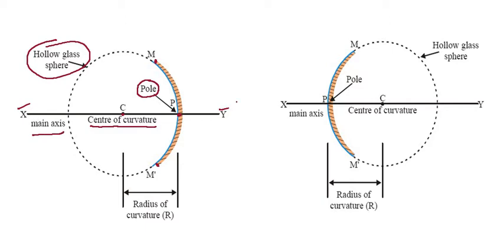So you can see here, and similarly in this mirror also, that is the center of curvature here. It is your center of curvature. It is the hollow glass sphere, and that is the main axis. This is the x and y, and here is the center of curvature. So these are the definitions and you can write them.